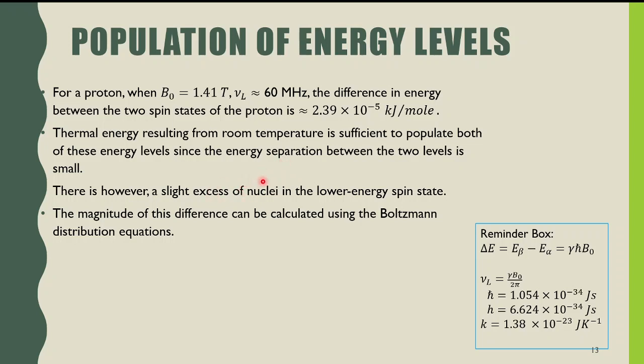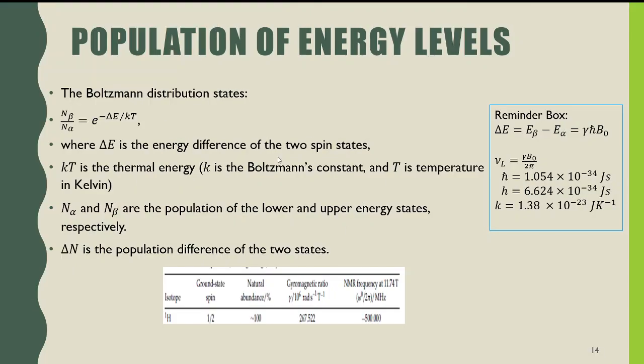And the magnitude of this difference can be calculated by the Boltzmann distribution equation. So here you have the ratio of the population in the upper state over that in the lower state, given by the exponential of the negative of the energy splitting over kT, where k is the Boltzmann constant and T is the temperature in Kelvin. And delta N is the population difference of the two states. So this is another reminder box to give you some of the equations that you can use.